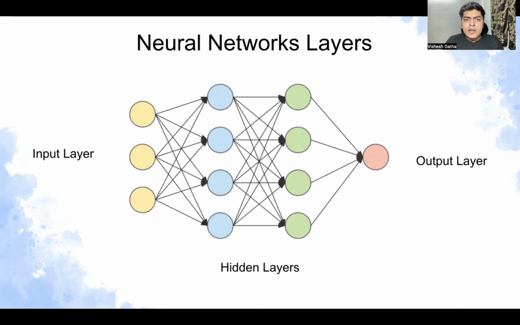Let us consider an example. If we are giving a data set of apples and oranges to the neural network, the data set would lie in the input layer, and the output layer, that is the prediction whether a new image is an apple or an orange, lies in the output layer.